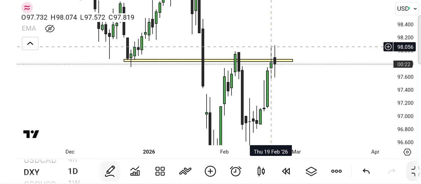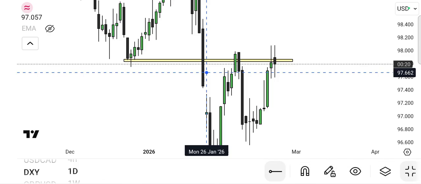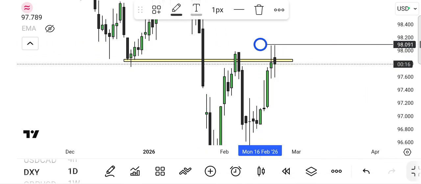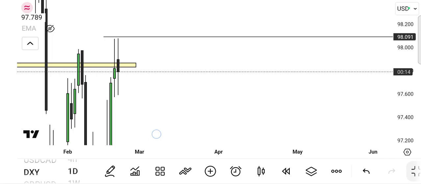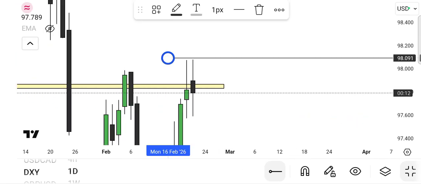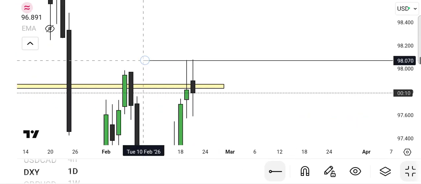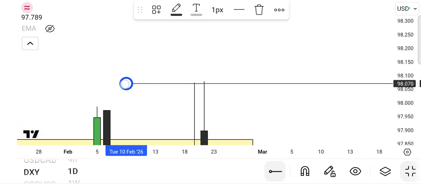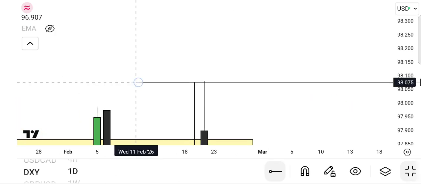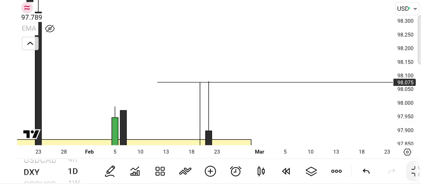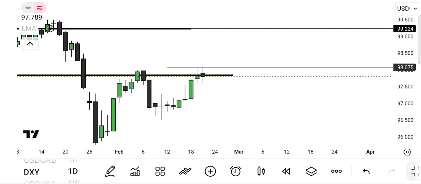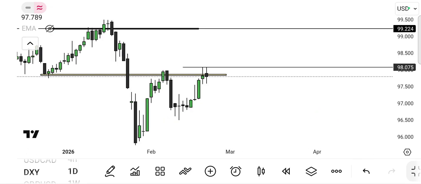Now, if I take my horizontal ray and drop it on top, you could see why I say it is looking like a tweezer. And you all know what tweezers are. Tweezer is a very nice candle. So this is looking like a tweezer top, and it is on top of a key level.